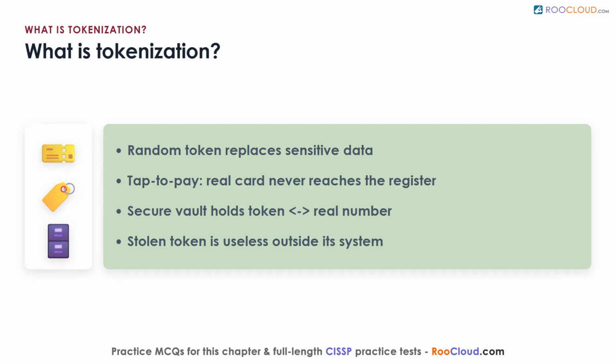You meet it every time you tap a phone to pay for coffee. Your real card number never reaches the shop's register. Instead, a token stands in for it, and a secure vault elsewhere holds the true number matched to that token. The payment processor checks the token against the vault to approve the charge. Even if a thief grabs the token, it is useless outside that one system.